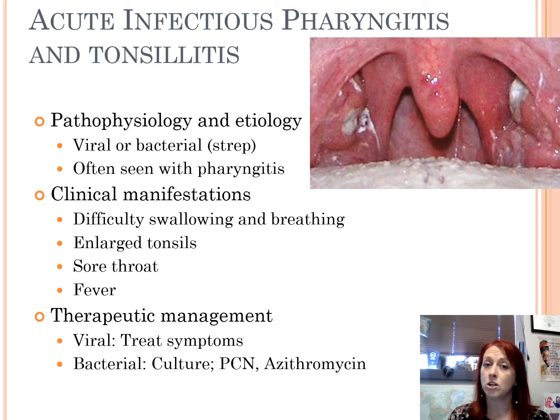If it is a bacterial infection like strep throat, then they do need antibiotics. And we would make sure that we culture it first and that we're not just automatically prescribing antibiotics to somebody that has a sore throat, because most of the time it's a viral infection. But if it is bacterial, it's strep, we give antibiotics and treat it.